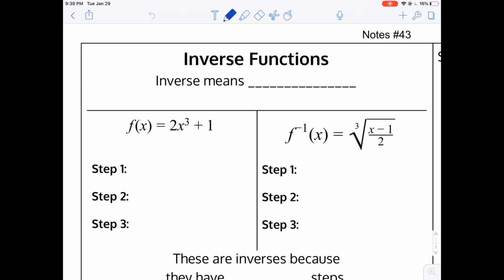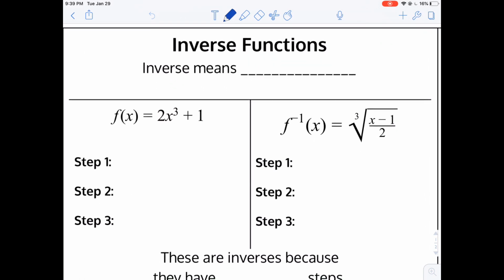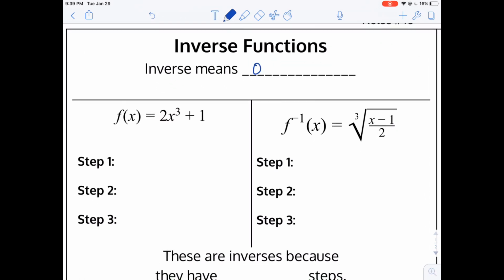So to start off, we have to start with the definition, and inverse means opposite, right? Just like we have inverse operations, plus and minus are inverses of each other, or multiply and divide are, or even something like taking something to a square and square rooting it. Those are inverse operations, they're opposites.